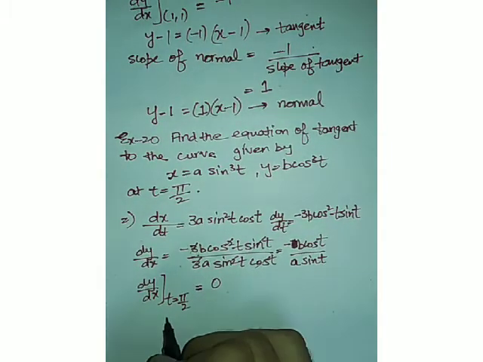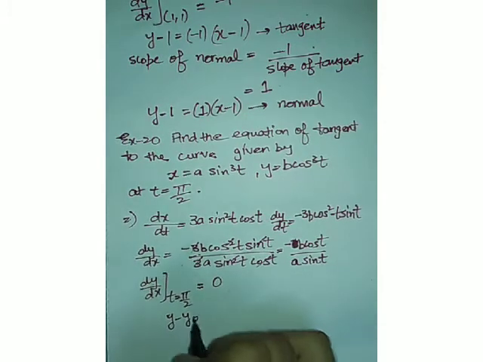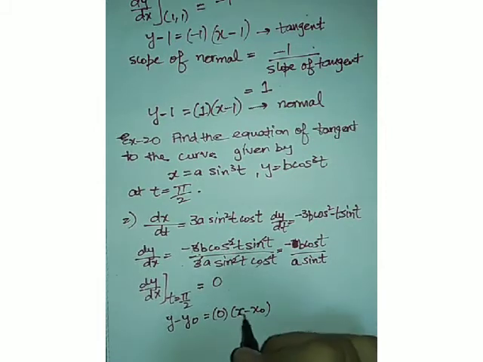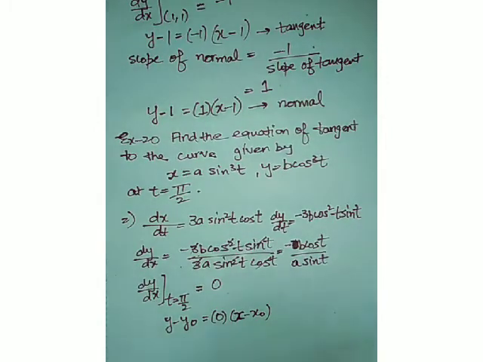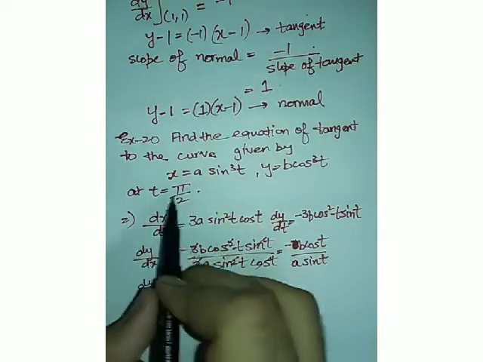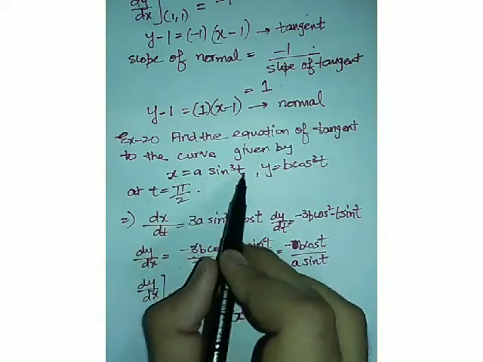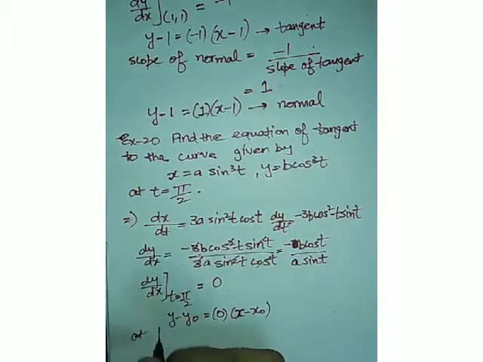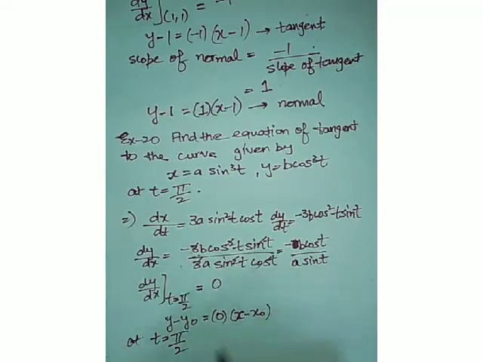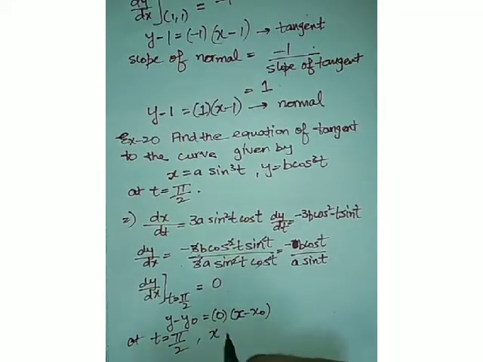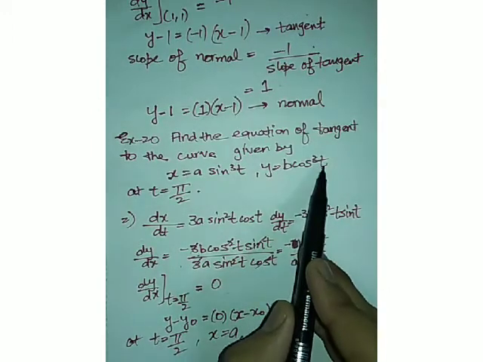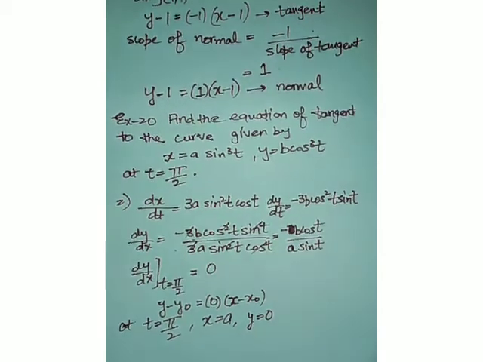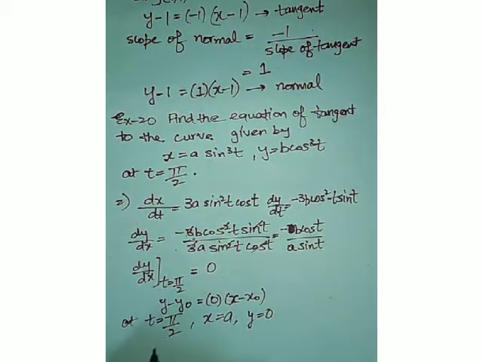Alright, so what is the equation of tangent? Equation of tangent is y minus y naught equals slope. Slope is 0, so times x minus x naught. We also have to find x naught and y naught. We will find both of the points from the given equations. Now when t equals pi by 2, x is a sine pi by 2, sine pi by 2 is 1, so x is equals to a. And cos pi by 2 is 0, so y is equals to 0. So we get x naught and y naught as a and 0 respectively.